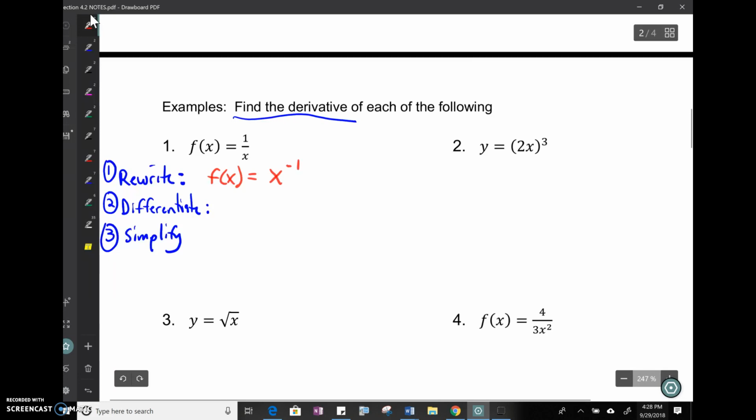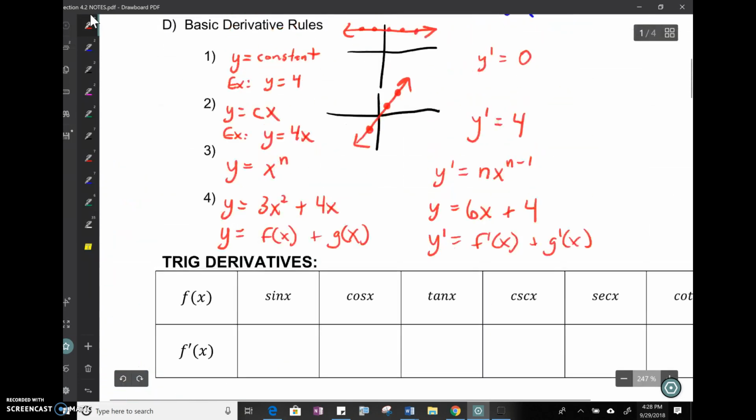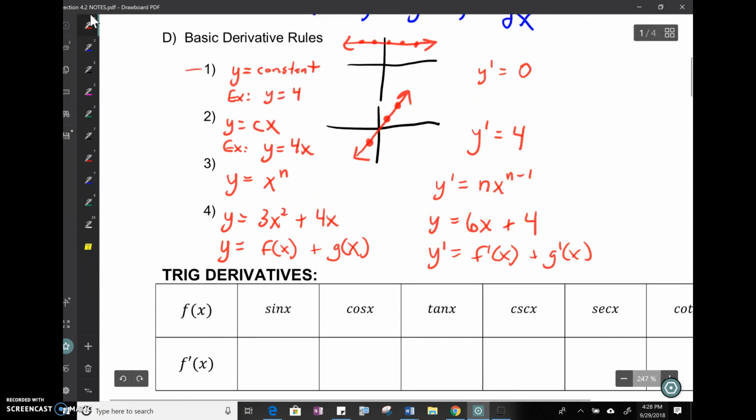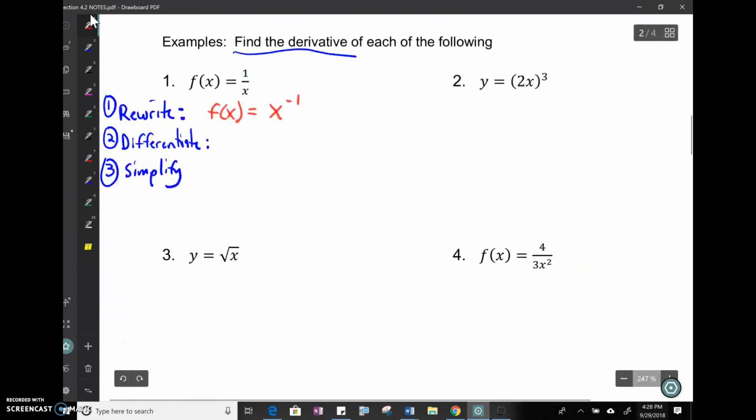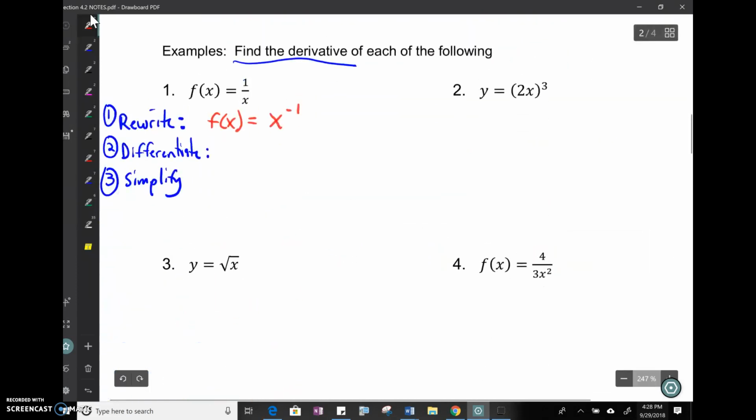Now it's in a form that applies one of our rules. Which rule can we use? Rule 1, 2, 3, or 4? I'm hoping you said rule 3, where when we have something to the power, x to the negative 1, when we need to find the derivative, we can bring the power down front and subtract the power by 1. So notice that negative 1 came down front and I subtracted the power by 1.